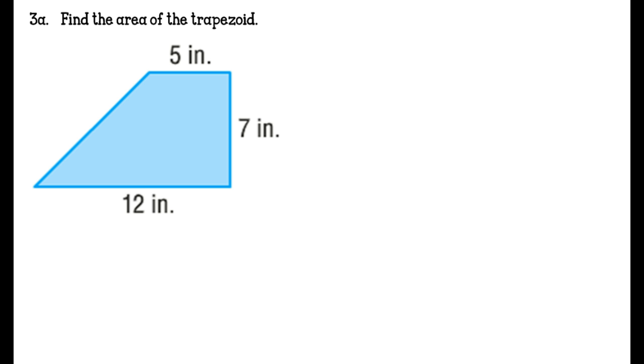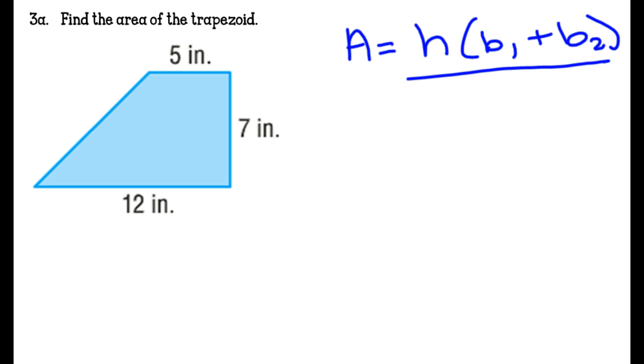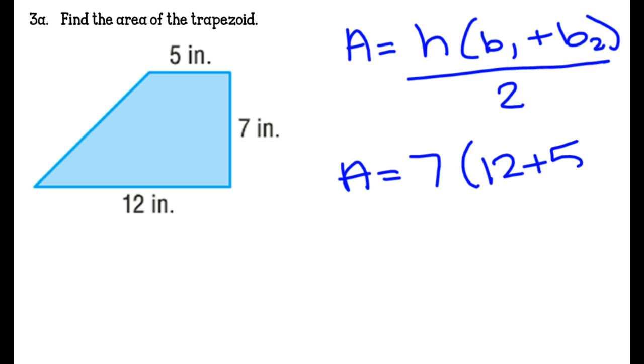Okay, find the area of the trapezoid. So we write out our formula. A equals the height times base 1 plus base 2, divide by 2. Area equals, the height is 7, base 1 is 12, base 2 is 5. And it doesn't matter which one is base 1 and which one is base 2. You could have done 5 plus 12. The commutative property of addition allows me to do it either way.